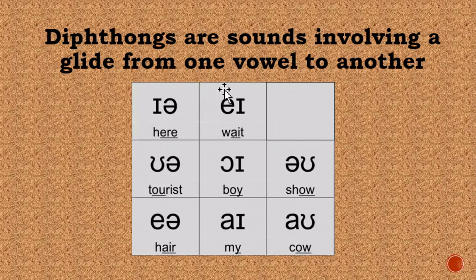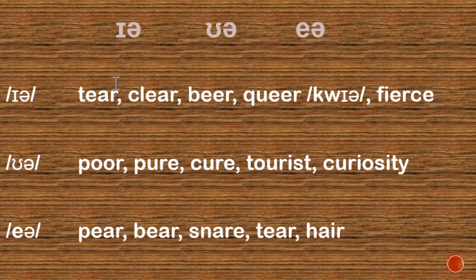Ear, a, u. And examples here: wait, tourist, boy, show, hair, my, cow. So let's look at them in detail. I am taking them in bunches of 3. Here you have ear, u, and air. I have examples, and I'll take a break after each sound. Maybe you can pronounce after me.